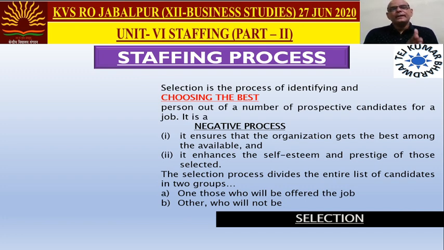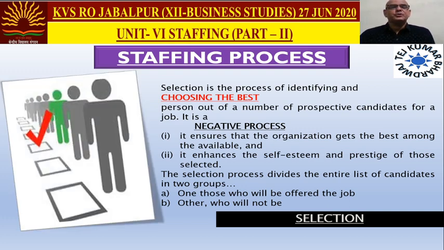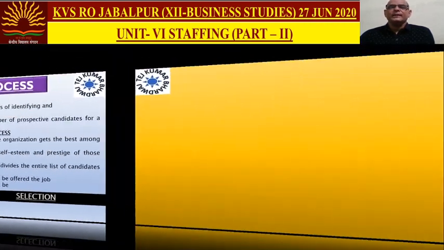Because after completing all the steps of selection, finally a merit list is prepared in which, out of all the suitable candidates, we have to choose the best. So it is not necessary that after completing all the steps of the selection process you are selected. No. You may be rejected even at the last step, that is the merit list. So the selection process divides the entire list of applicants into two groups, one who will be offered the job and one who will not be offered the job. So choosing the best man out of total applicants.